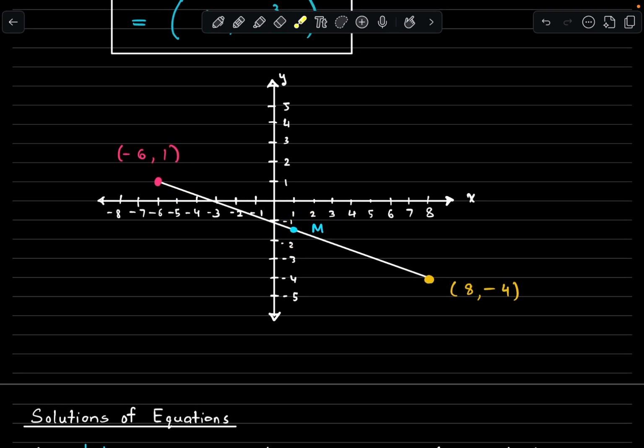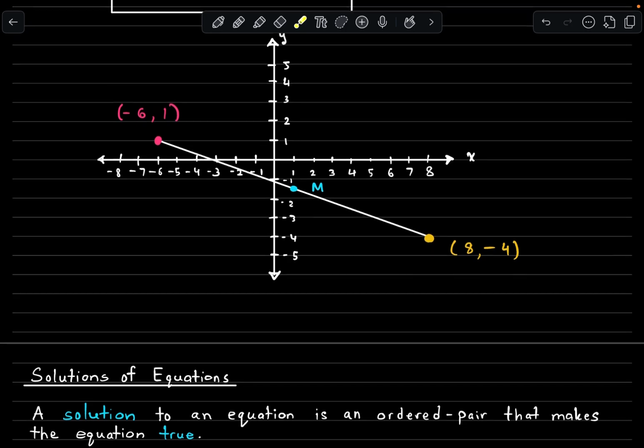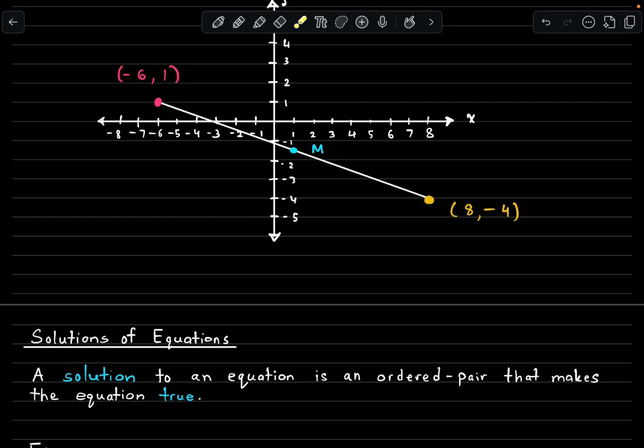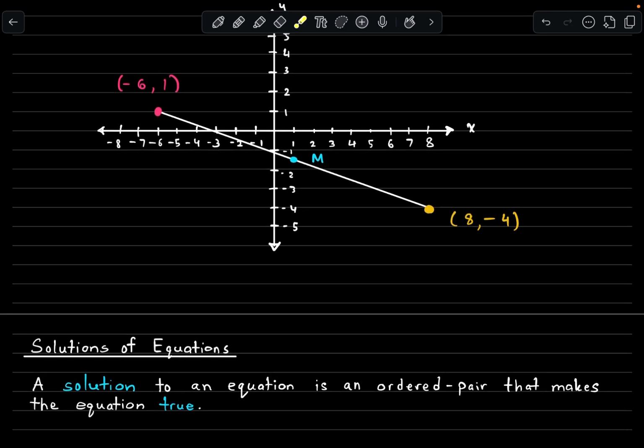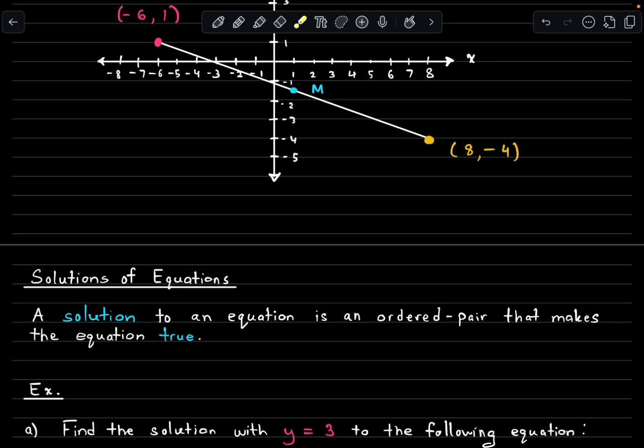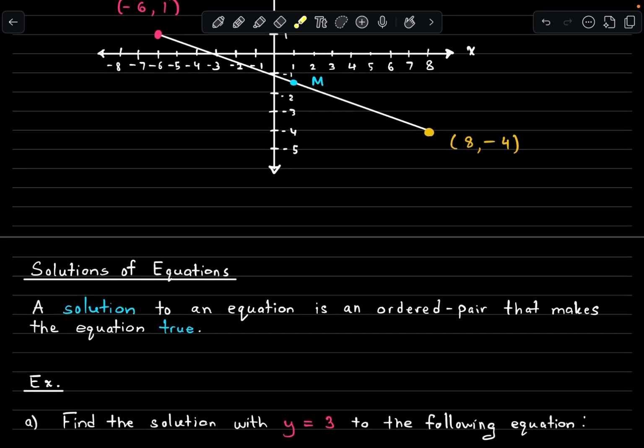Okay, next we can talk about solutions to equations. A solution to an equation is simply an ordered pair or coordinate pair that makes that equation true. So it's some combination of x and y values that works. An equation is just going to be some sort of relationship between x and y, and we're looking for what coordinate pair, what combination of x and y, is going to make that relationship true.